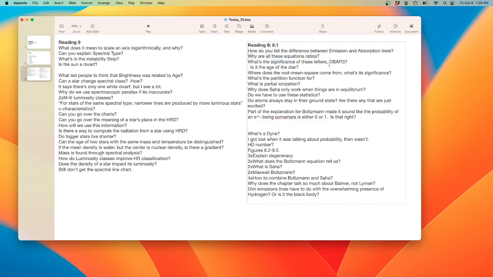What's the significance of the letters O, B, A, F, G? They have to do with the strength of the Balmer line, the way some dudes in Boston were thinking about them in the late 1800s. But now they don't mean anything. Now it's just the name of the star, like Bill or Tom or Jorge. It's just O, B, A, F, G now.